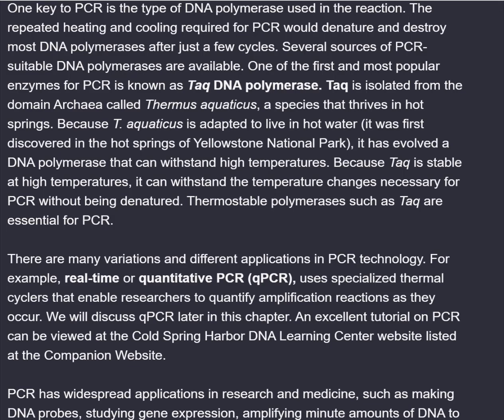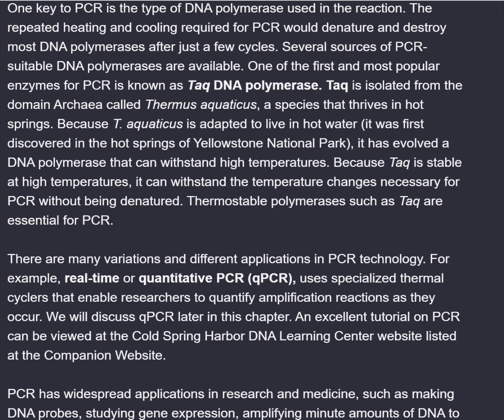One key to PCR is the type of DNA polymerase used in the reaction. The repeated heating and cooling required for PCR would denature and destroy most DNA polymerases after just a few cycles. Several sources of PCR-suitable DNA polymerases are available. One of the first and most popular enzymes for PCR is known as Taq DNA polymerase. Taq is isolated from the domain Archaea called Thermus aquaticus, a species that thrives in hot springs.